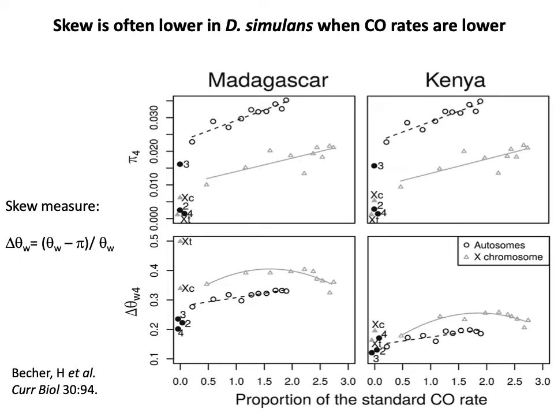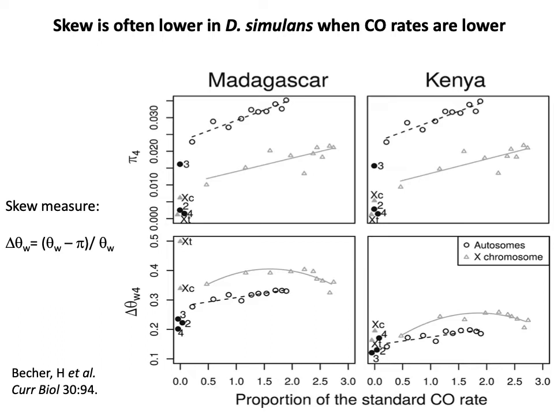We bin genes in the same way as with the melanogaster study and express the rate of crossing over compared with the genome-wide average. The bottom panel shows a measure of skew, delta theta W. That's the difference between Watterson's theta and pi, normalized by Watterson's theta. Watterson's theta simply counts numbers of sites which are segregating and is well known to be larger than pi when there's a skew towards low frequency variants. So a larger value of delta theta W tells us that there's more skew towards low frequency variants.